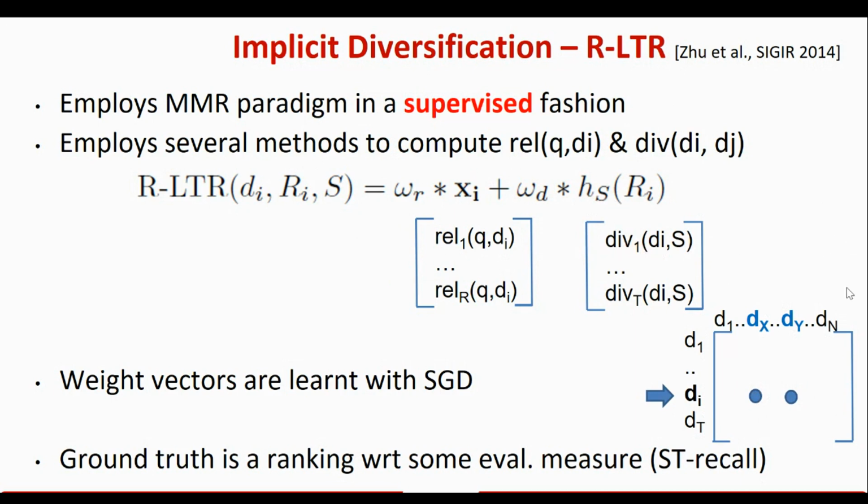With respect to other methods, let's say cosine, Euclidean, Jaccard coefficients, etc., or other features, there will be more scores here. So R is indeed a tensor, a three-way tensor of such matrices. The weight vectors omega r and omega d are learned with stochastic gradient descent, and the ground truth is based on a greedy selection of an evaluation measure such as ST recall.